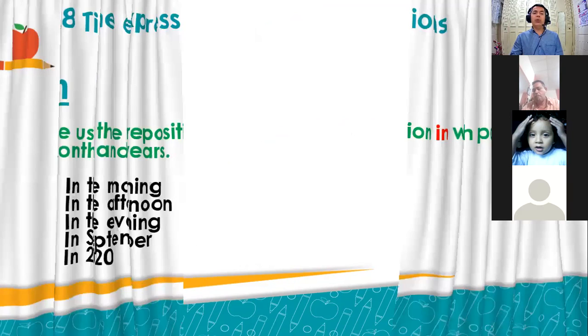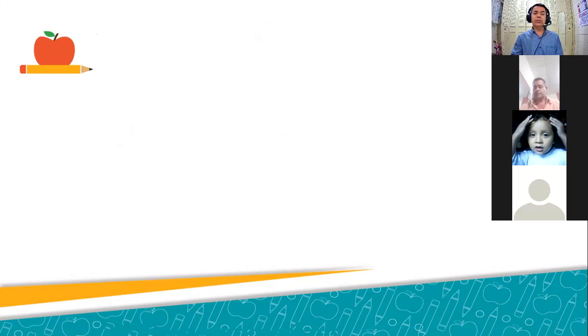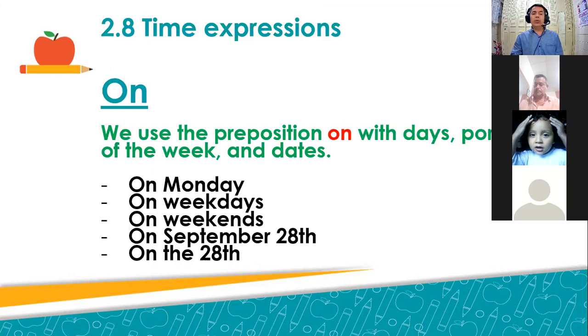Now, when do you use on? We use the preposition on with days, como nos decía José Guadrón, ¿verdad? Okay, with days, portions of the week, and dates. Listen, no days, dates. Fechas, right? Fechas. We use the preposition on with days, portions of the week, and dates.